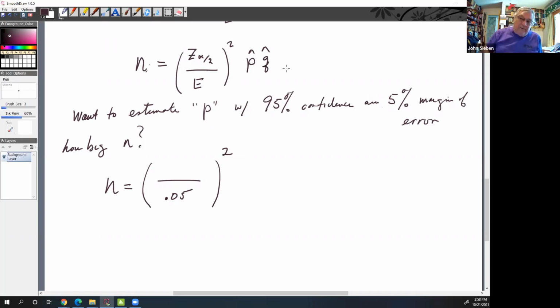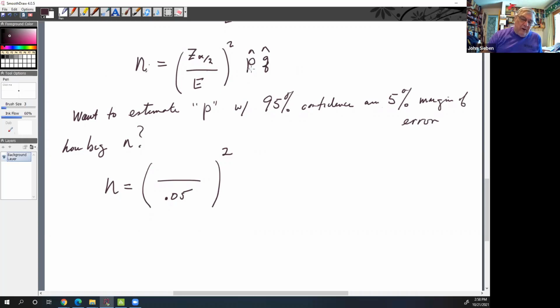One would be if there's been a similar study in recent years that we have a lot of confidence in, we might use their value of P hat. We might use the value they came up with for the estimate of whatever proportion we're looking for. And that would kind of give us a starting place. That's not a bad idea if we have some value of P hat that we've got some faith in.